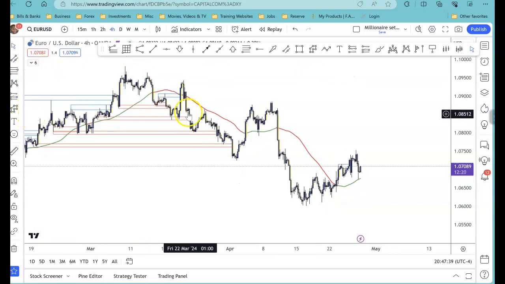You start on the daily time frame. Unless you're a swing trader, I would start on the daily, 4 hour and the 1 hour as the three time frames when it comes to your analysis. Daily and 4 hour for markups of the zones, and then your 1 hour for your entries.